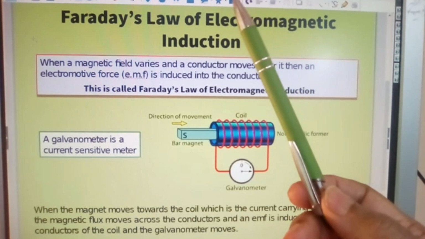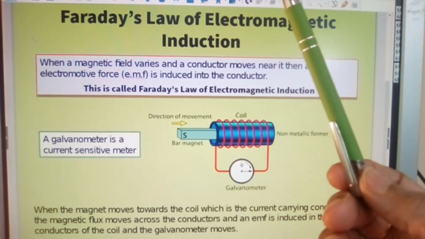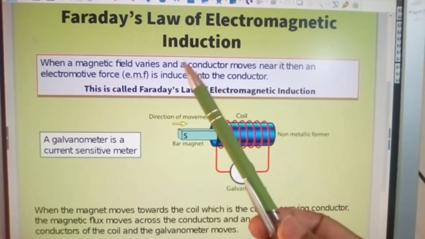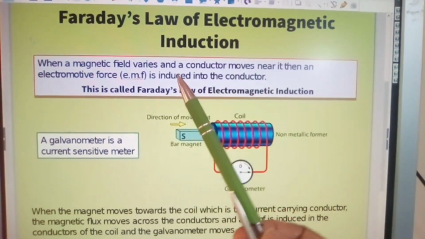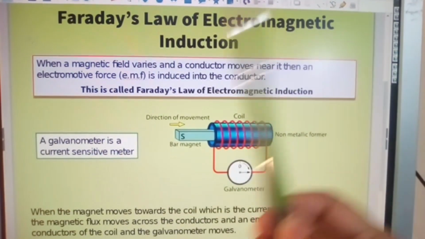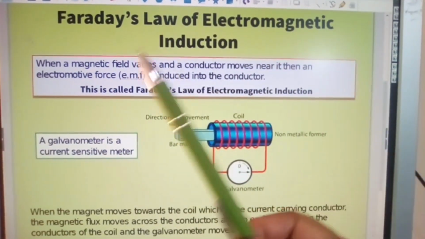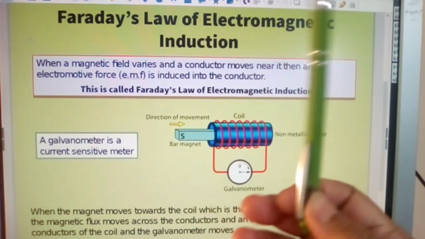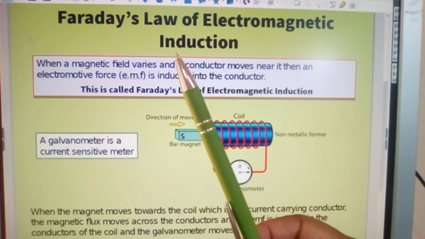So if we have a magnetic field and we move a conductor backward and forward within that magnetic field, we can induce an EMF into that conductor. That is what we're saying here, okay?